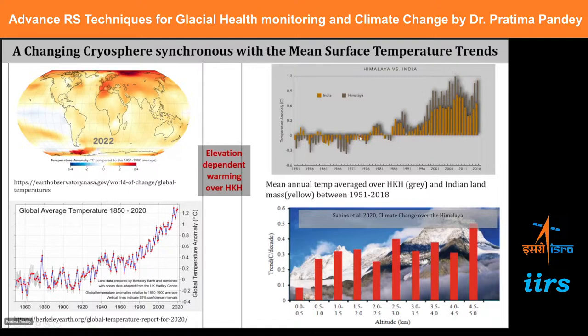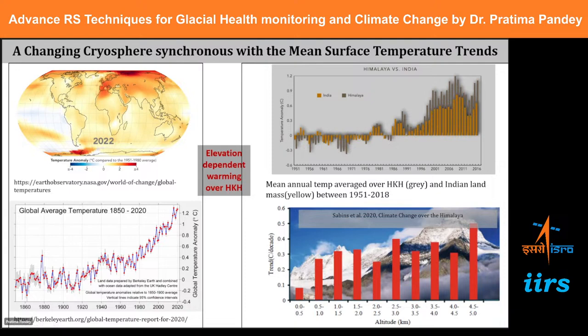Coming to the Indian side, the observation says this is the temperature of the Indian landmass, the little yellowish color, and this dark color shows the temperature of the Himalaya. The study says that the temperature of overall India is rising, but the rise in temperature in the Himalaya is more than the Indian landmass. These are the temperature rise for the Indian landmass, and here you can see the temperature rise in the Himalaya. So the temperature rise in the Himalaya is more than the other parts of India.